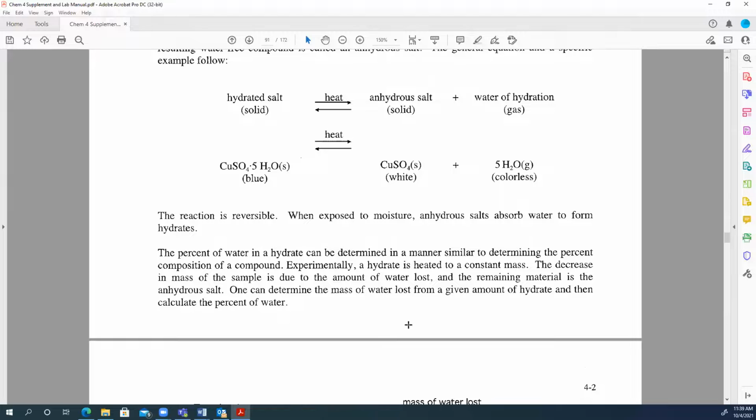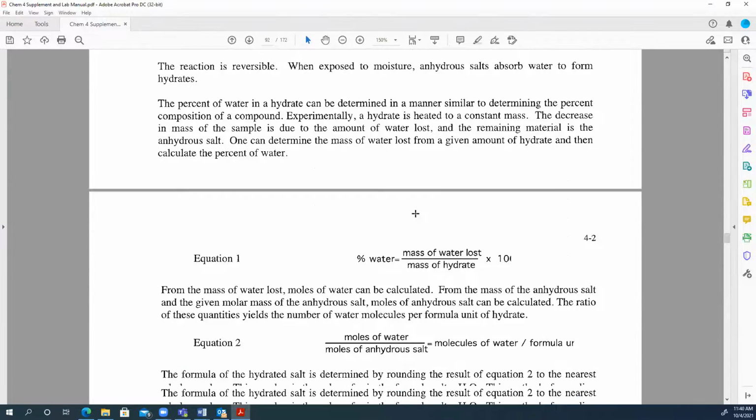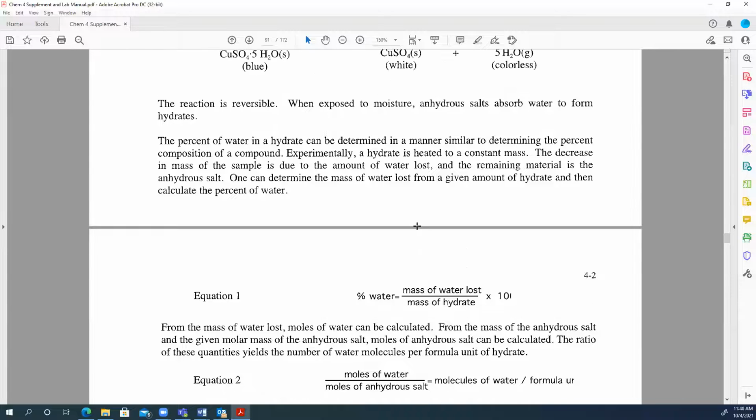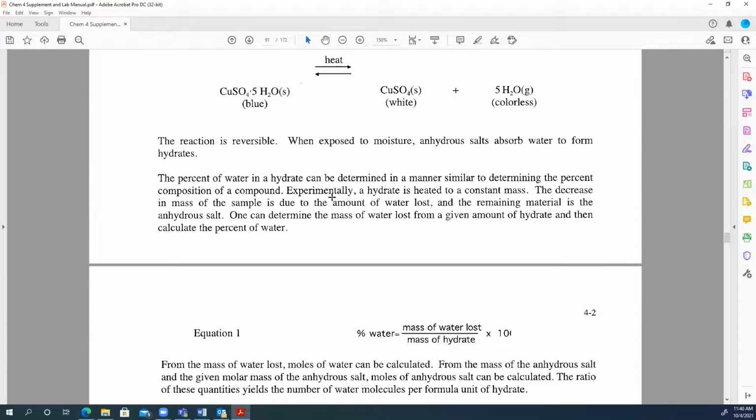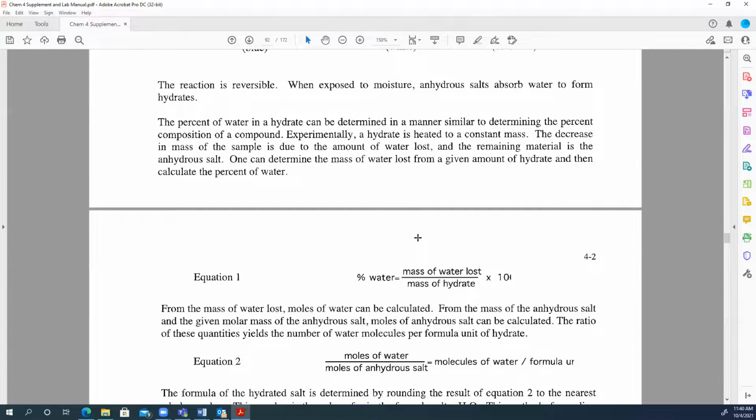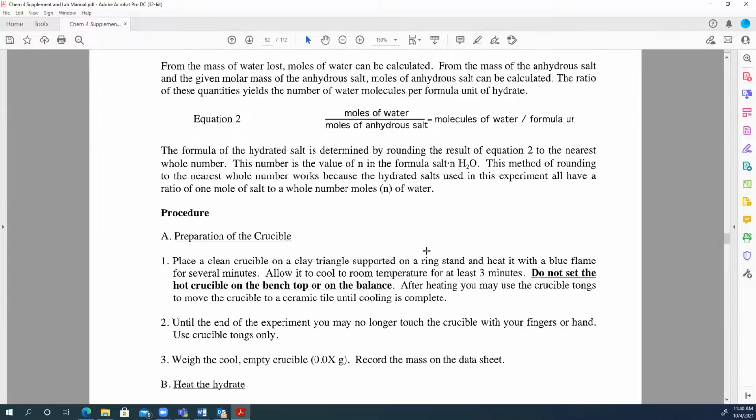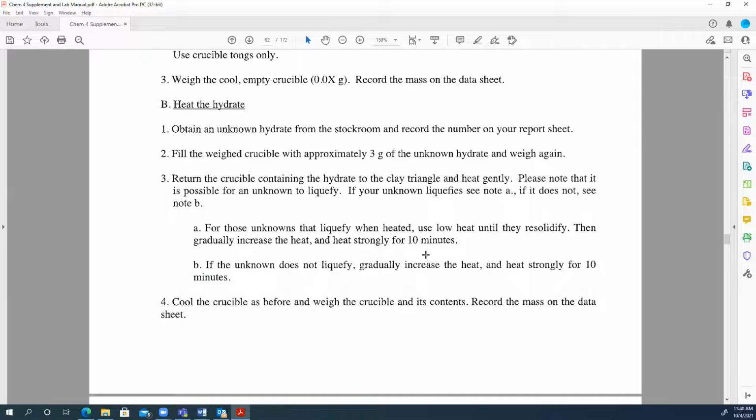Now we've got to make sure we dry it. How do we know it's completely dry? Well, the way we're going to know that it's completely dry is we're going to heat it to constant mass. And so experimentally, a hydrate is heated to a constant mass. That is, the mass doesn't change. So we'll heat this and then weigh it, and then heat it again and weigh it. If the mass went down, then we still are driving off water. If the mass didn't change, then we've driven off all the water. So we're going to heat it to constant mass. How many heatings that takes just depends. And then that's it. That's all our data. So we just have to collect that data.